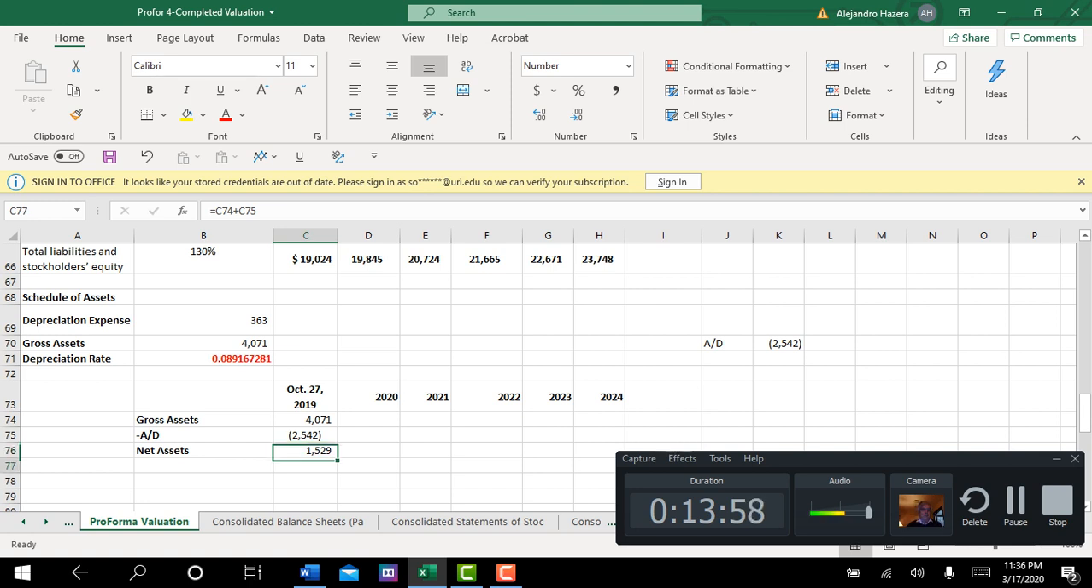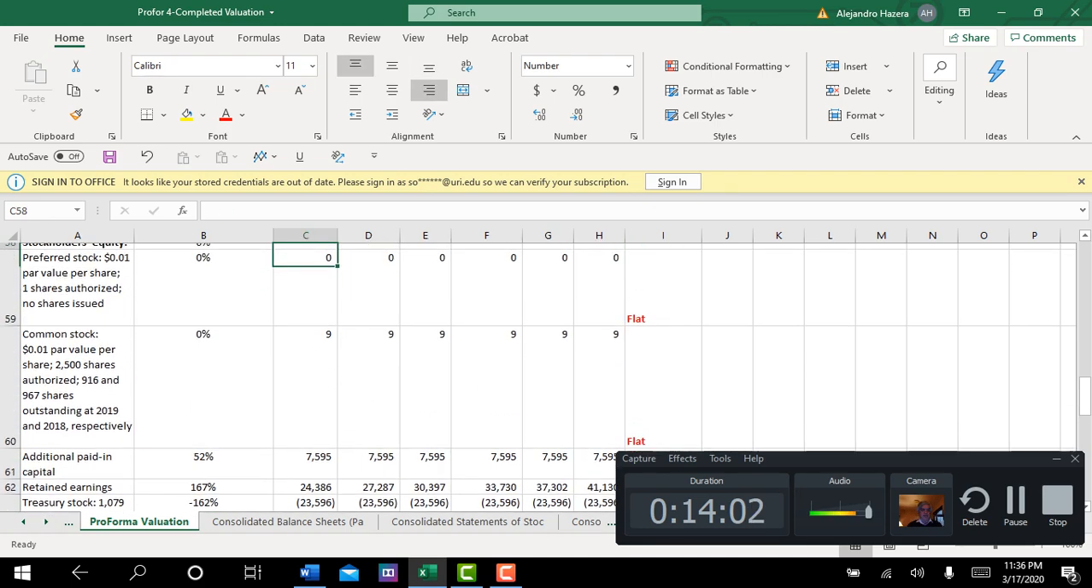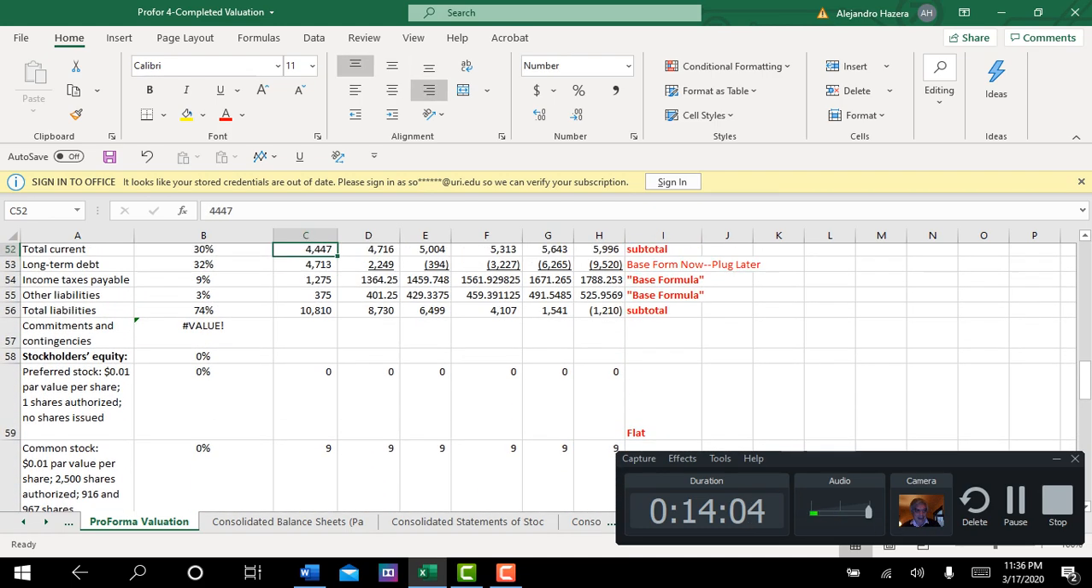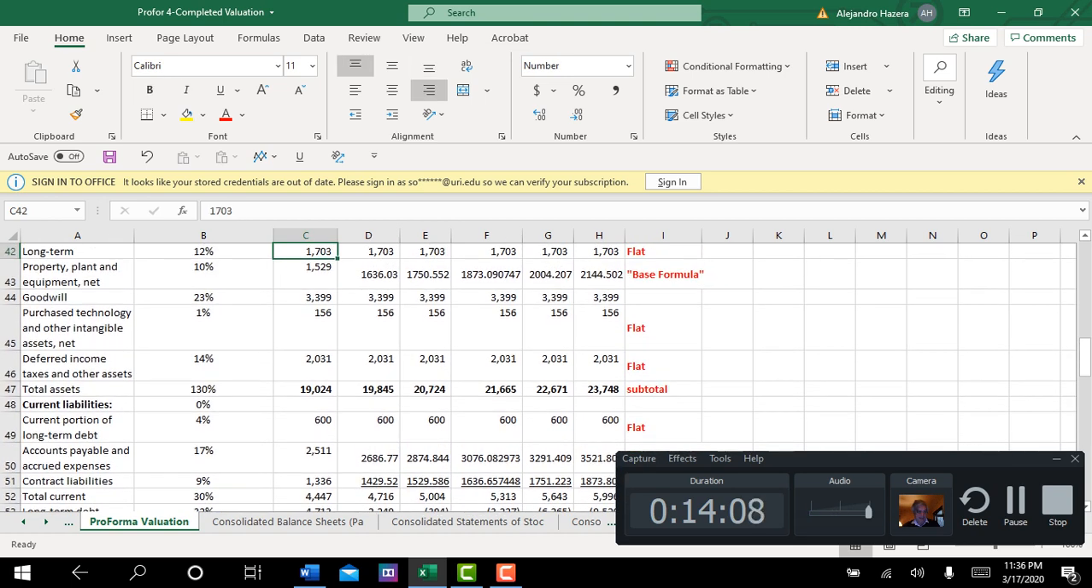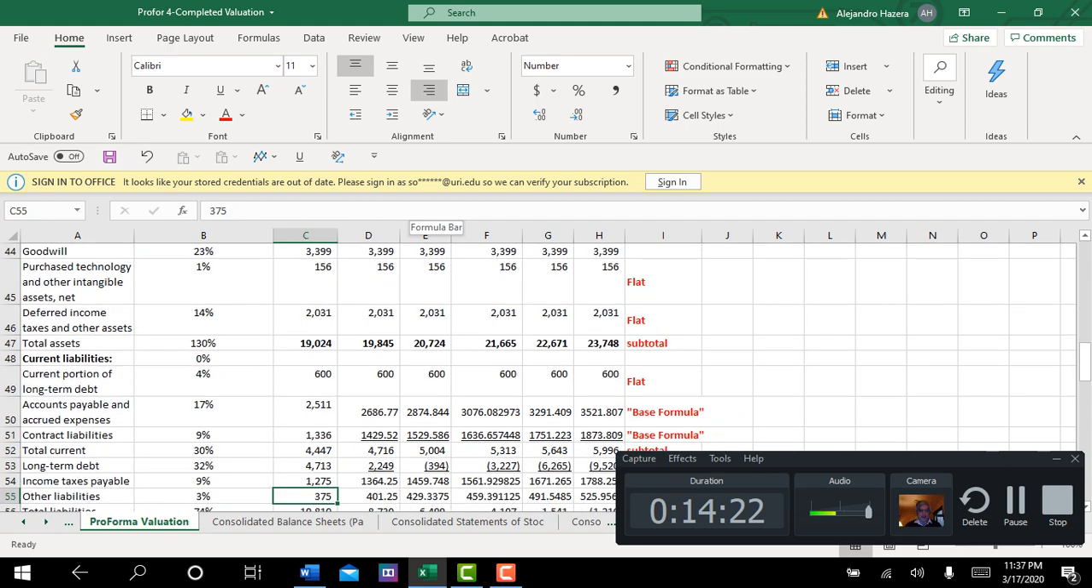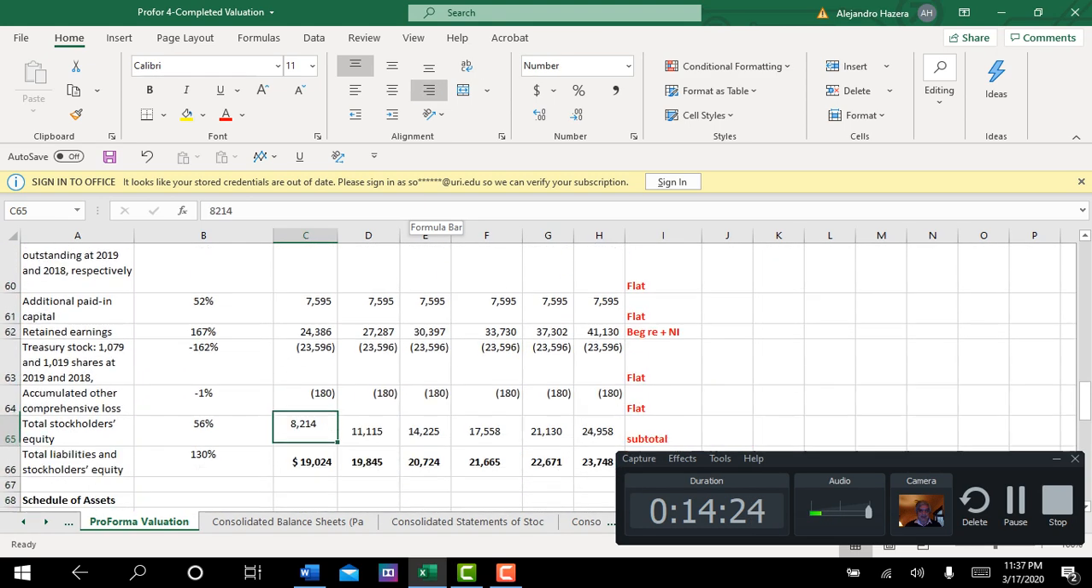Now, I just want to go up here. That's your net assets. I want to go up here and make sure that that 1529 is equal to the net assets that we have on our balance sheet up here, and there it is. Okay, so that 1529 should equal, and very important, the net assets that were shown on the original statements. Those are the original statements.